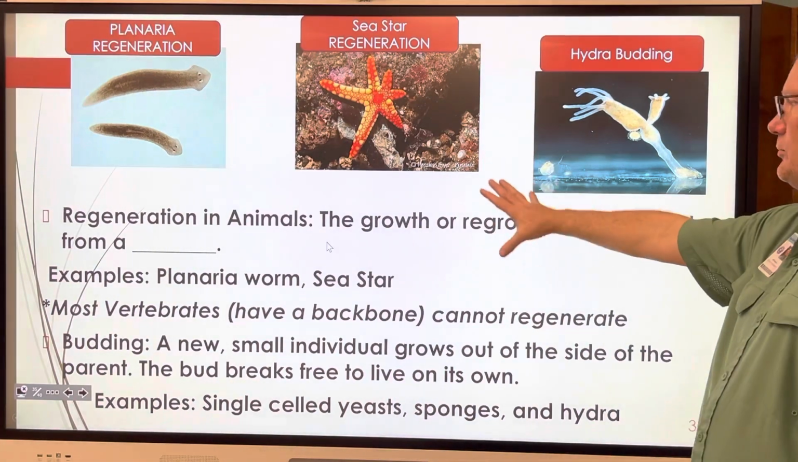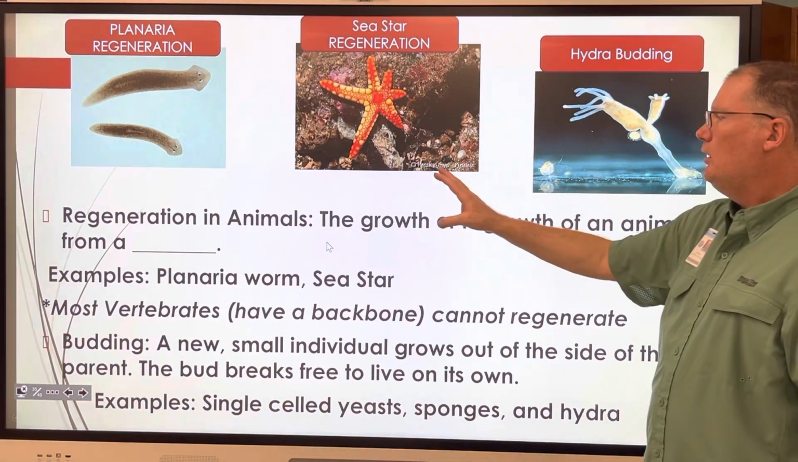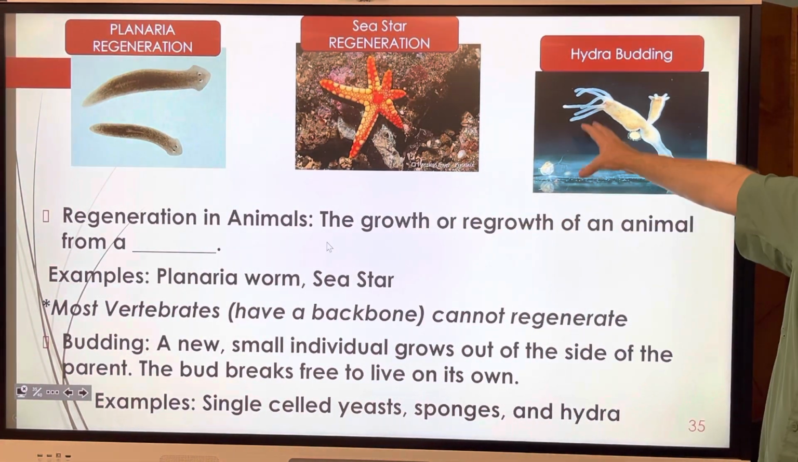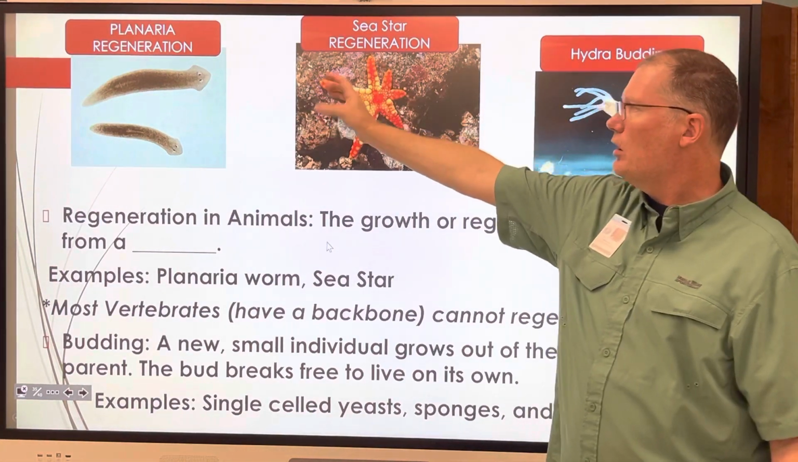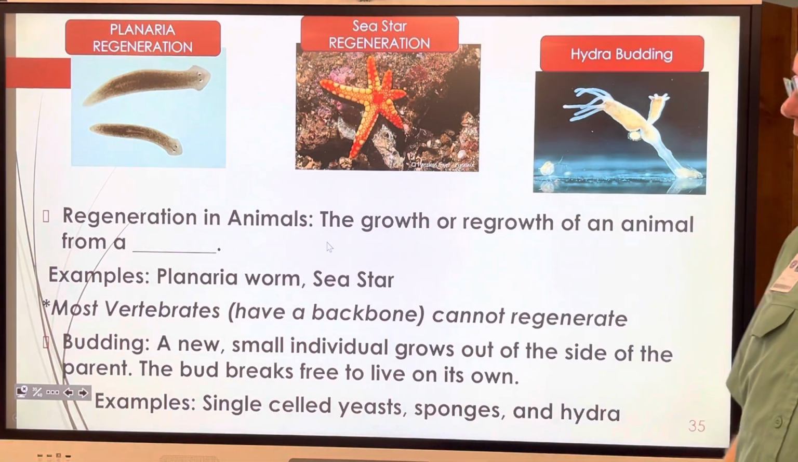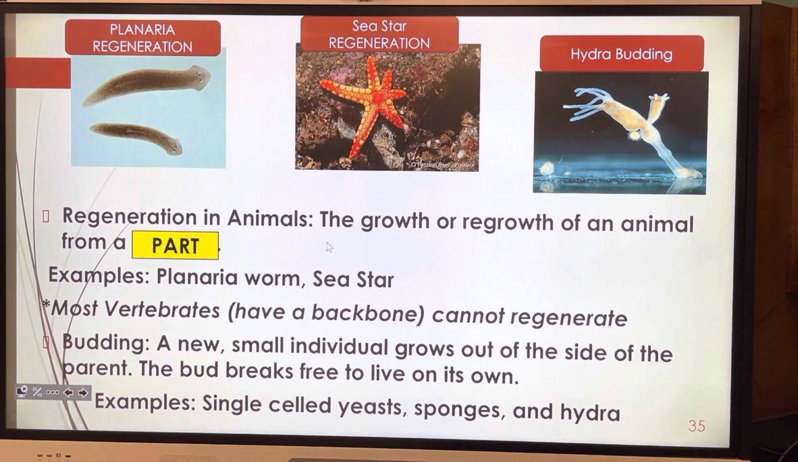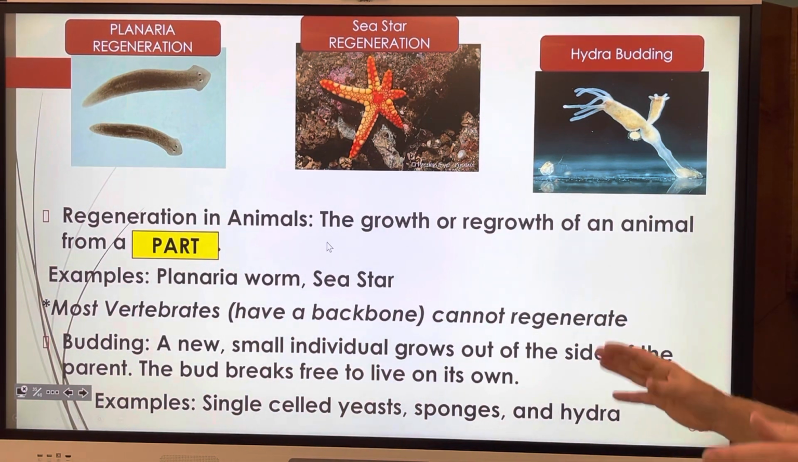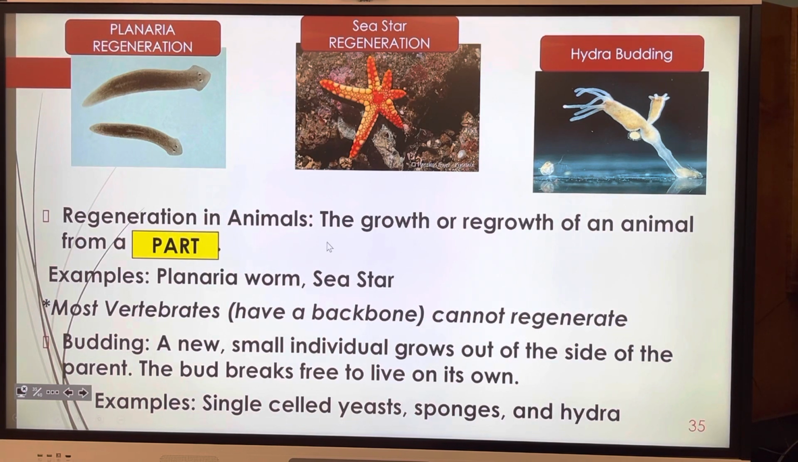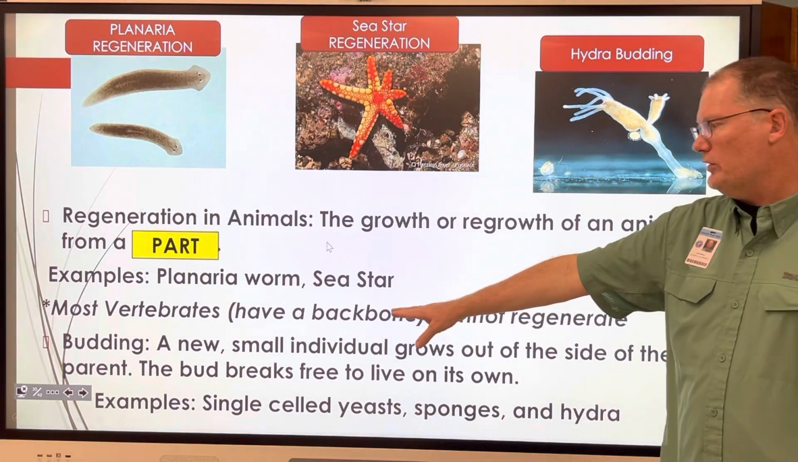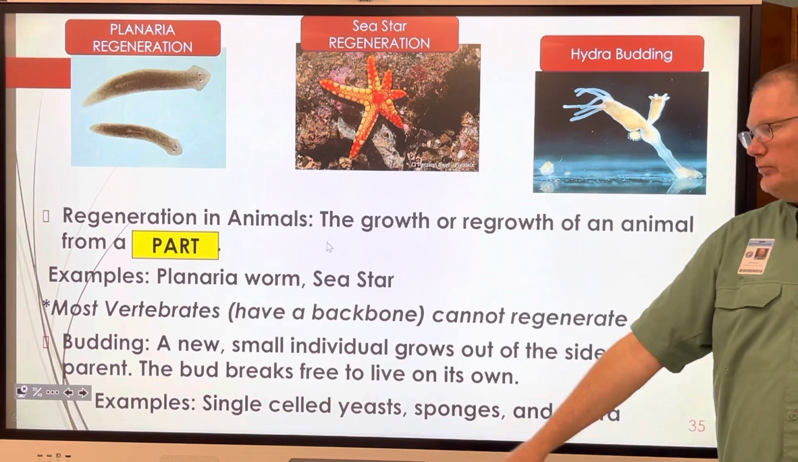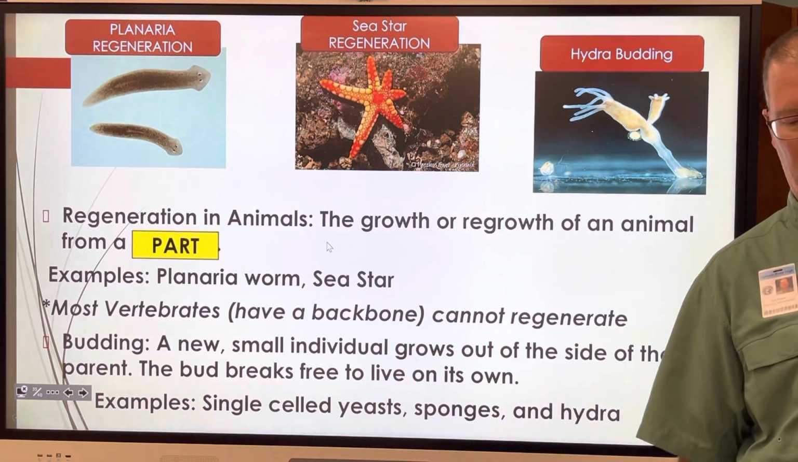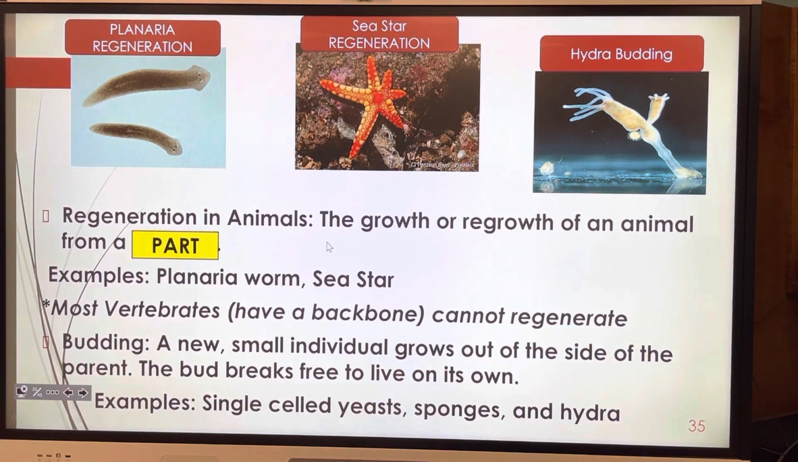And other organisms can regenerate. So animals like the hydra, the sea star, a planaria worm, for example, can have a part of them grow back an entire new body, actually. But vertebrates, those organisms with a backbone, typically cannot do this. Very few can grow back parts.